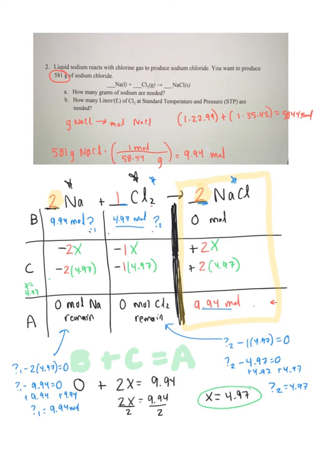Nope, I need all of you to stay. All right, so we got 9.94 moles of Na to start. And then we also said 4.97 moles of the Cl2. And our equation was 2 Na plus 1 Cl2 makes 2 NaCl. So part A says how many grams of sodium are needed. Well, I know that I need 9.94 moles of sodium.